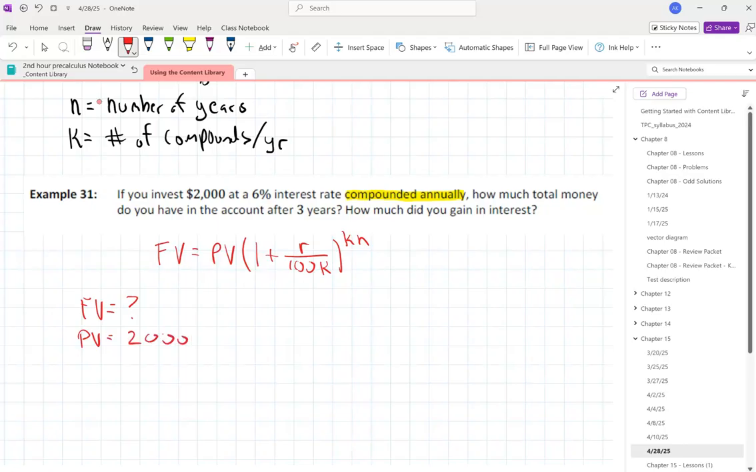Notice the setup for this problem is the same as before, but now we have this K. What's the value for K in this case? Just once. If we plug in, notice that it doesn't say compounded monthly, it says annually. Annually is a year.